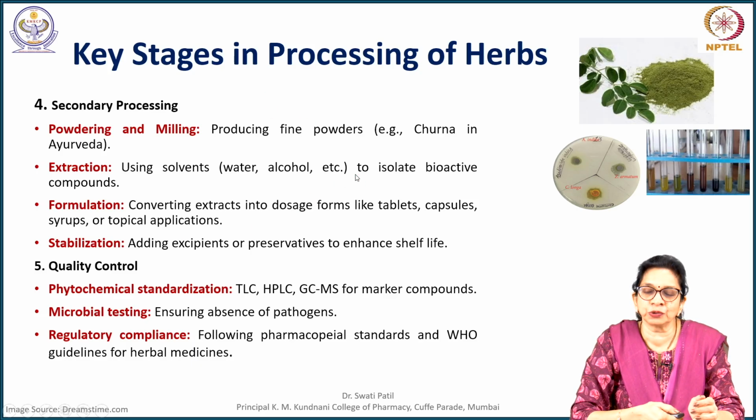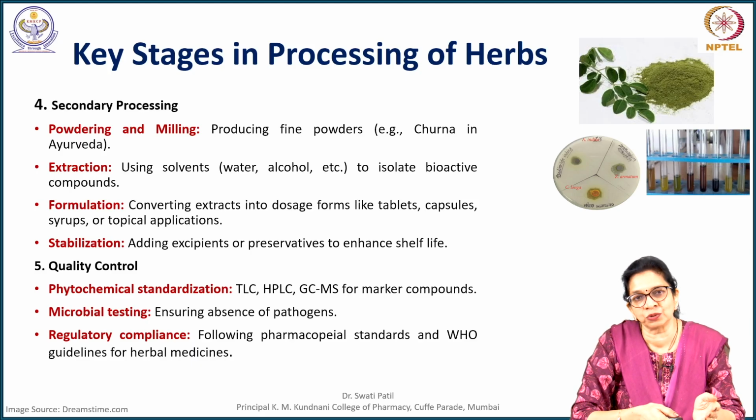For extraction, suppose we want to extract the active constituents from the herbal raw material, what solvents have to be used is also important in processing of herbal raw materials. Water generally is considered to be a very safe solvent. Alcohol is used by an internal regeneration process, or if it has to be externally used as a solvent, which happens in modern day formulation. The traditional formulations use regenerated alcohol, and these solvents are used to isolate bioactive compounds from the raw material or from the plant matrix.